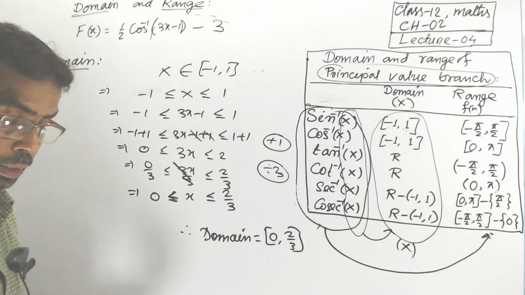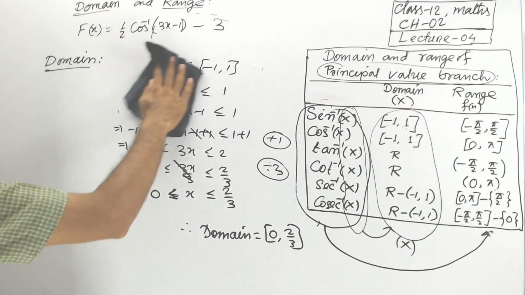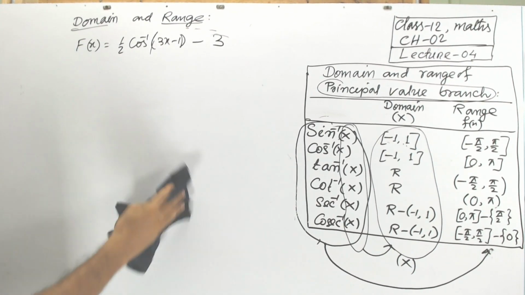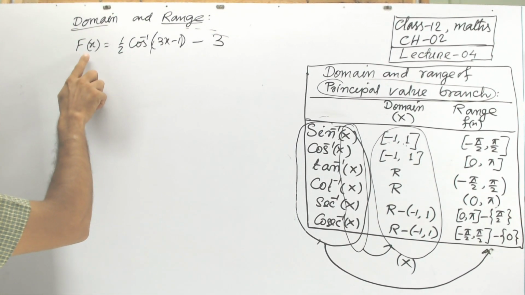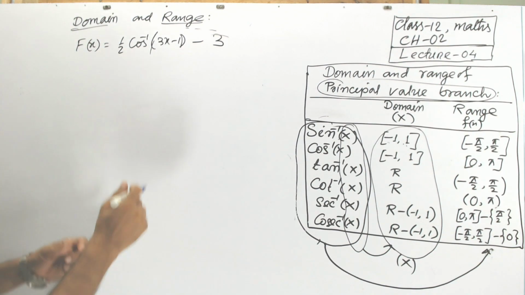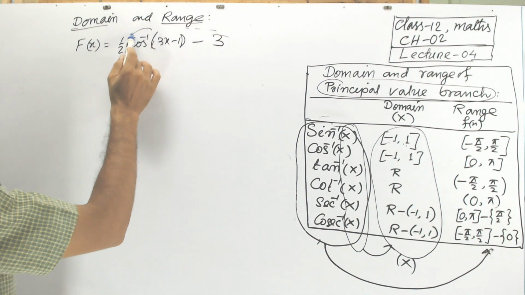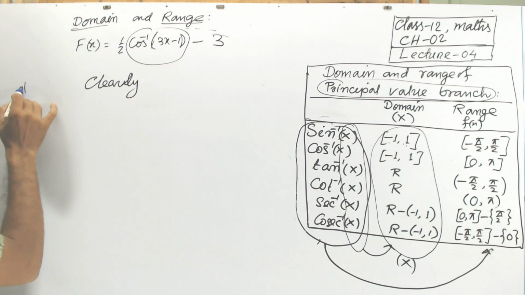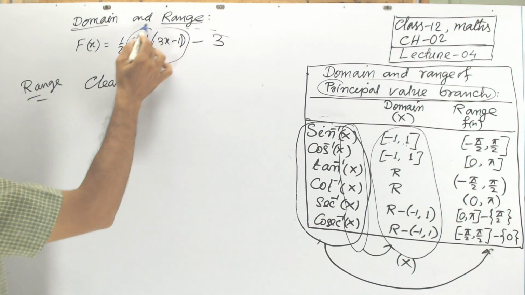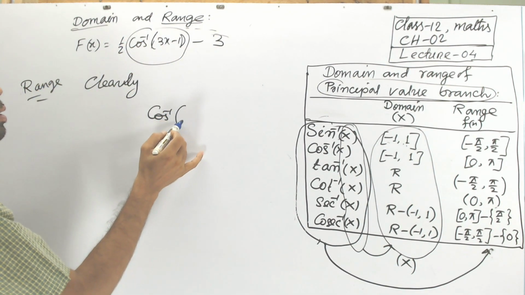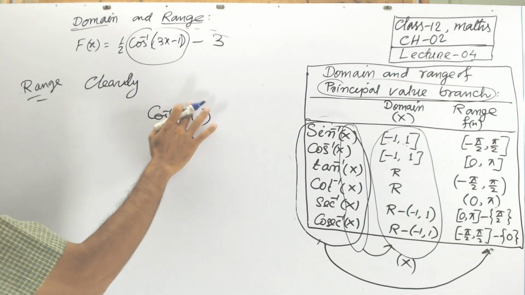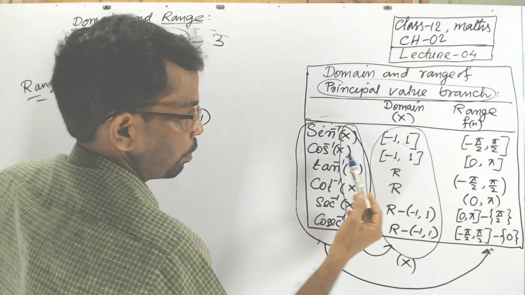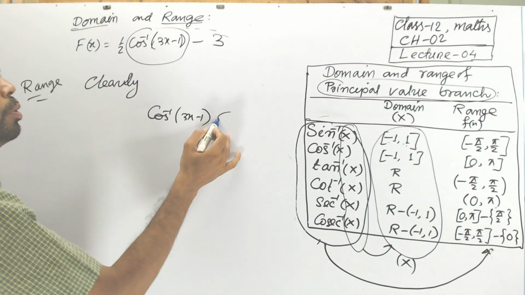Now to find the range, I have to see the whole function. The range means the value of f(x). The whole f(x), I have to find the possible values of the whole f(x). At first, we'll start with this part. I'm finding the range. Clearly, this part, cos inverse of 3x minus 1, lies where? The range of cos inverse is 0 to pi. So this belongs to 0 to pi.